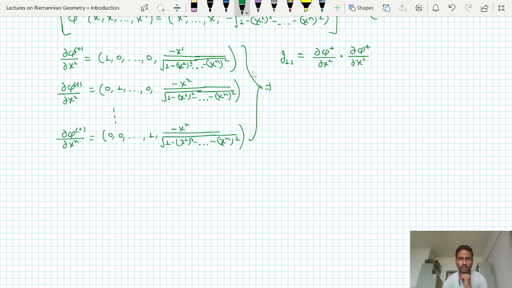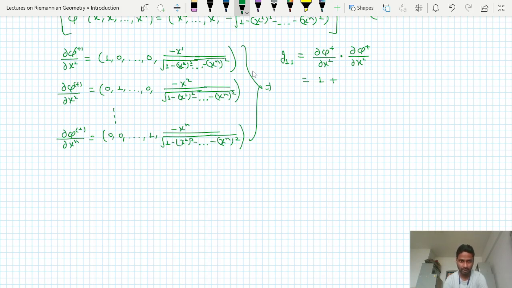That's what will be G11. Okay, let's do the dot product. When you do the dot product of this with itself, what will you get? You will get 1 plus 0 plus 0 plus 0, the product of this with itself. So let me write it down. This will be 1 plus, all the other terms are 0, so the sum will be 1. And then I am remaining with the n plus 1th coordinate.